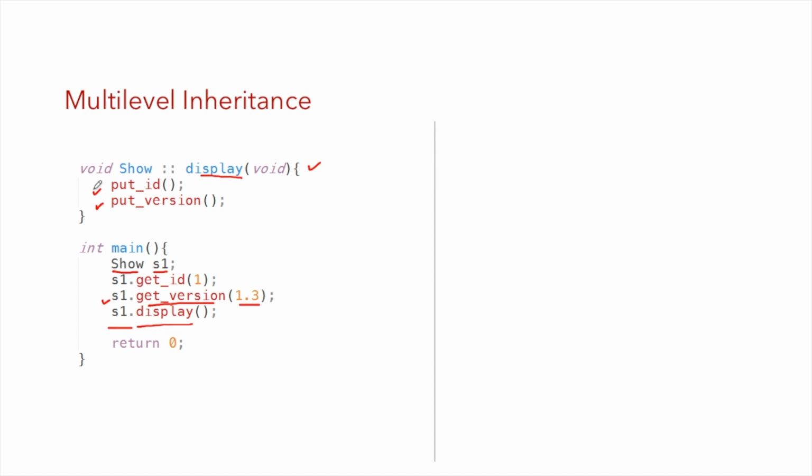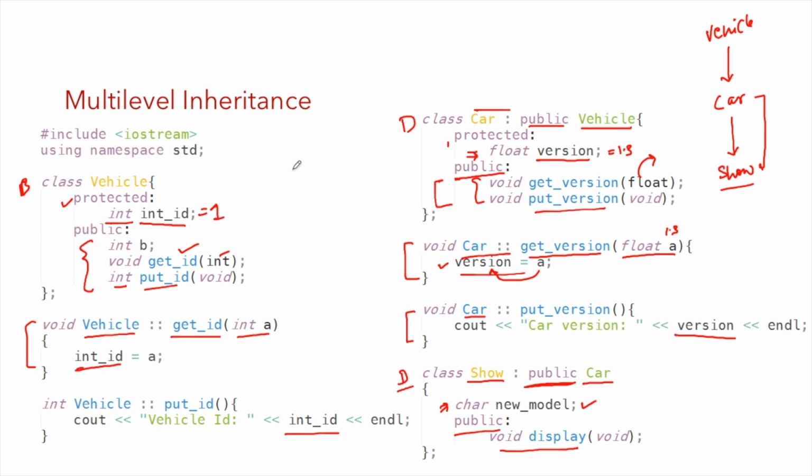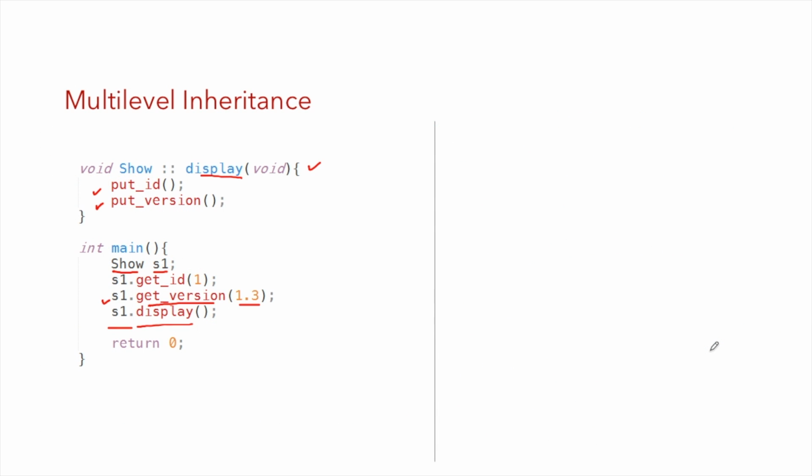Internally this function is calling put underscore id and put underscore version. If you check the definition over here, put id is going to print vehicle id, and then print int underscore id, that is 1, and then put version is going to print car version colon, and then the value of variable version, that is 1.3. So the output of this program is this. Fairly simple to understand.